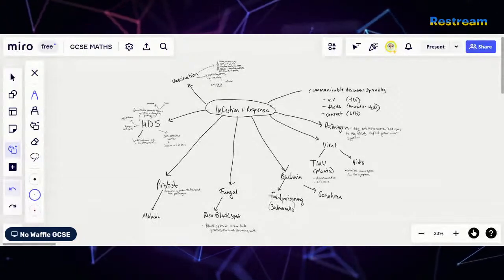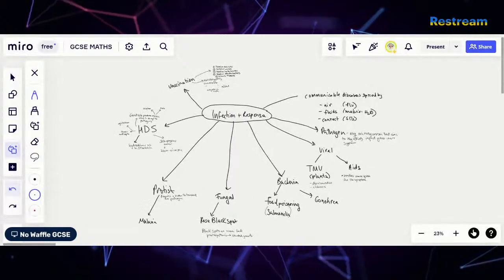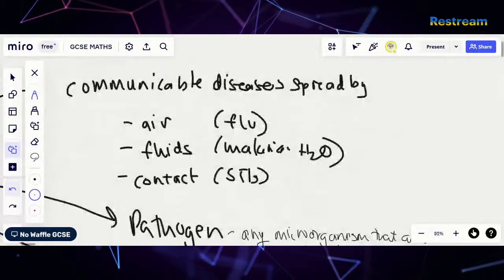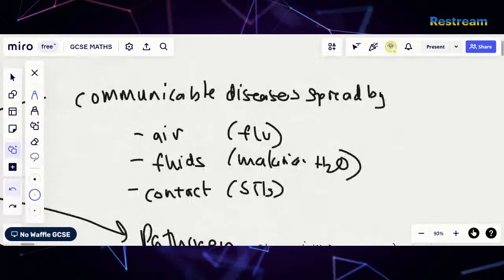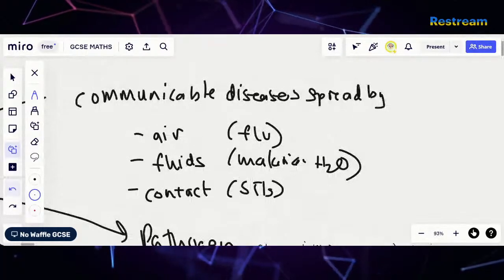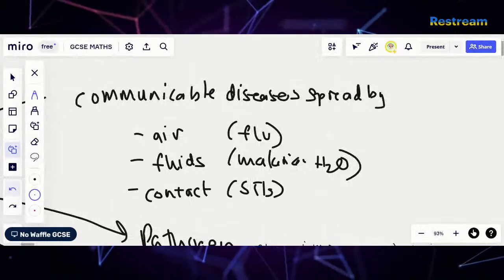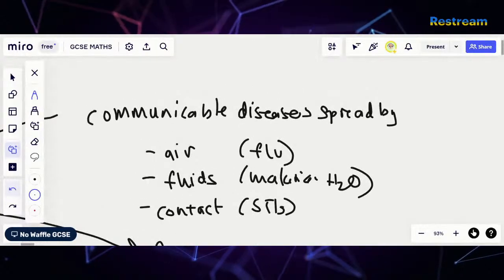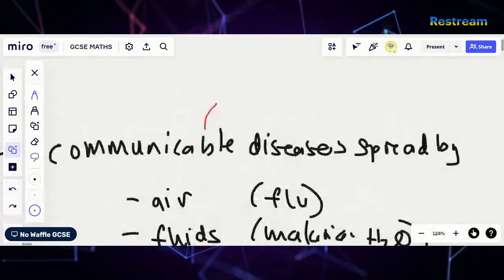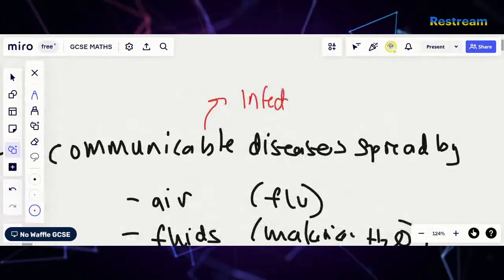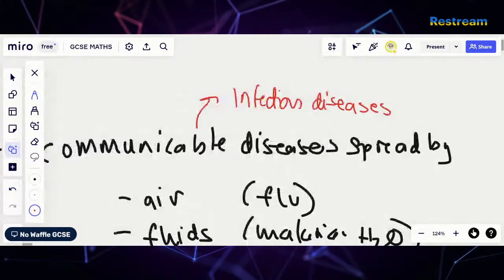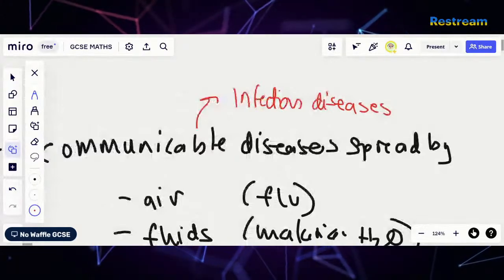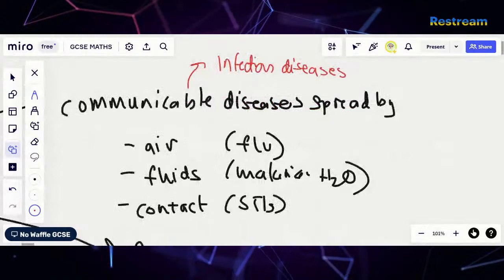So we started off by looking at communicable diseases. Communicable diseases are pathogens which include viruses, bacteria, protists, and fungi, and they cause infectious diseases. So, just for clarification here, communicable diseases are diseases that cause infectious diseases. So they're things like, and then we would have had to have gone into depth as to what each one is.